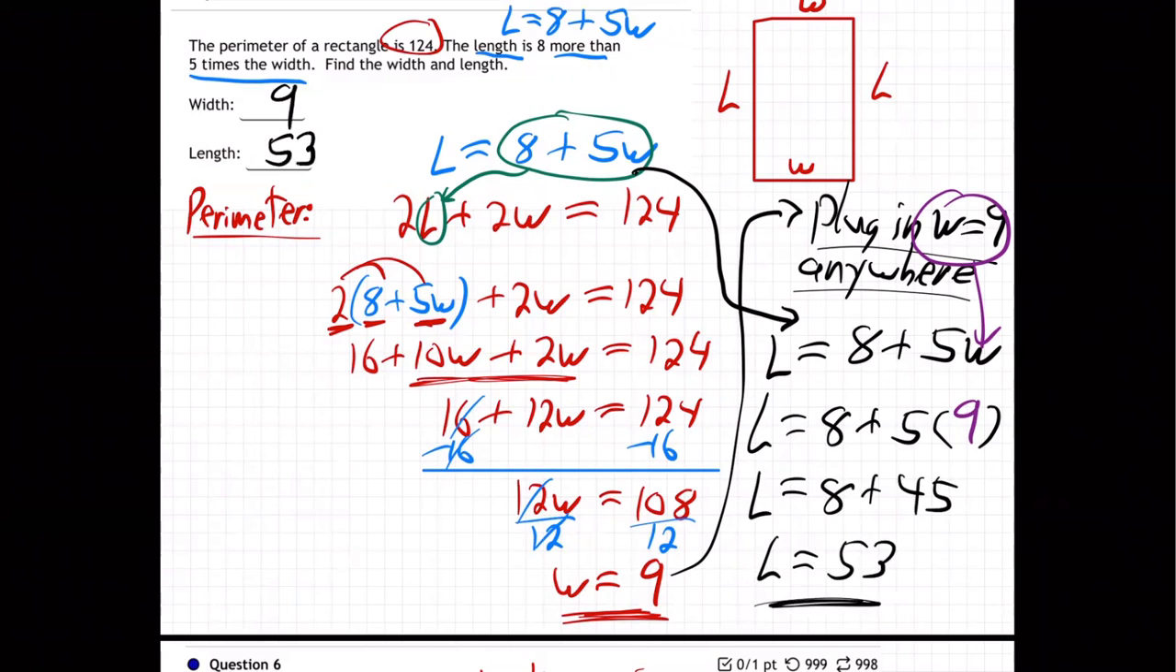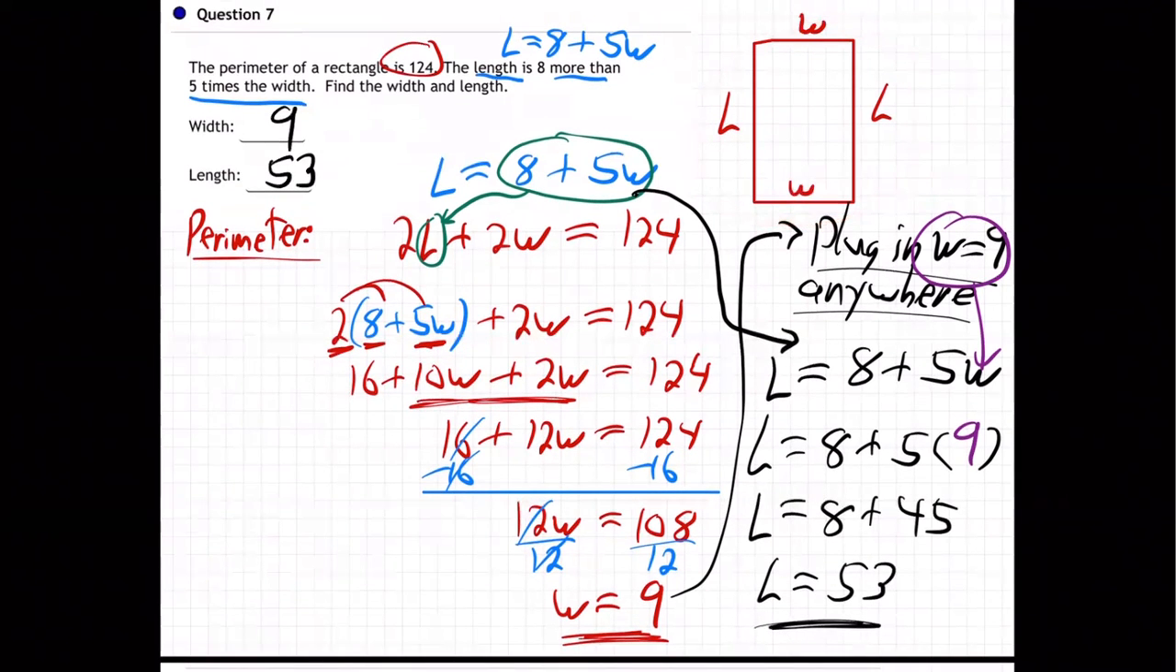So one more time, recapping: for a rectangle, perimeter means a round measure, all the way around. Width, length, width, length. So 2 widths and 2 lengths, either order. L first or W first, doesn't matter. Equals 124. The other formula directly translates: L is 8 more than 5 times W. Plug one equation into the other. You get this equation that only has W, solve for W. Once you get one answer, plug that in anywhere to get the other answer. Easiest place is where L is already alone, and we solve for L. There we go.